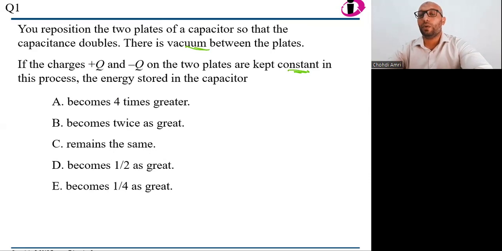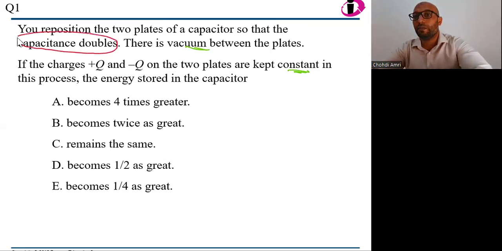What is the variable here? What did we change? We changed the capacitance of the capacitor. And we are asking about the energy stored. And we keep Q the same. So here we have to write the energy as a function of Q and C. So it's going to be half of Q squared over C.